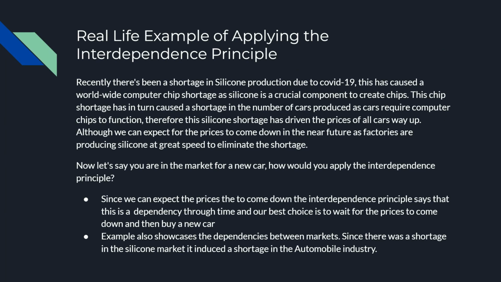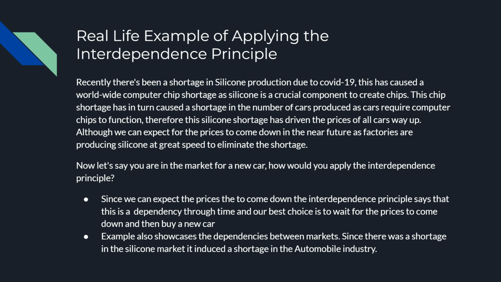Now for a real life example of applying the interdependence principle. So recently there's been a shortage in silicon production due to COVID-19, and this has caused a worldwide computer chip shortage as silicon is a crucial component to create chips. This chip shortage has in turn caused a shortage in the number of cars produced as cars require computer chips to function. Therefore, the silicon shortage has driven the prices of all cars way up, although we can expect for the prices to come down in the near future as factories are producing silicon at great speed to eliminate the shortage.